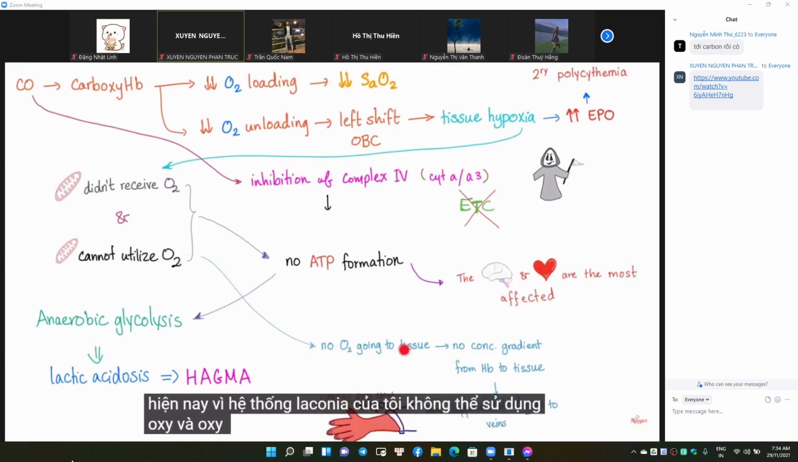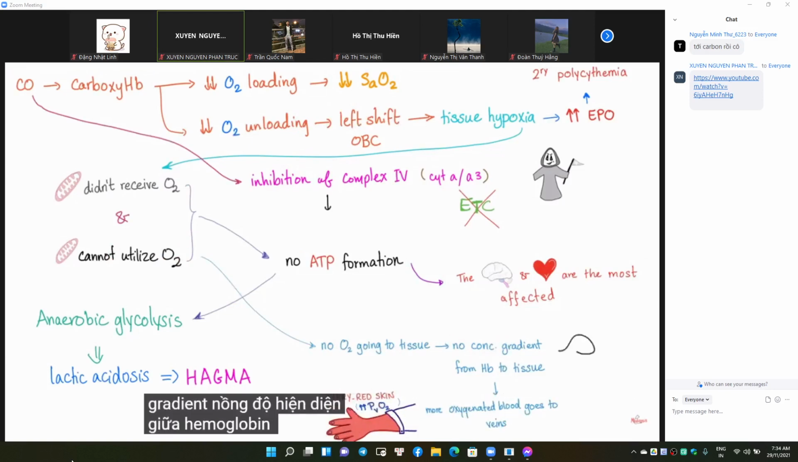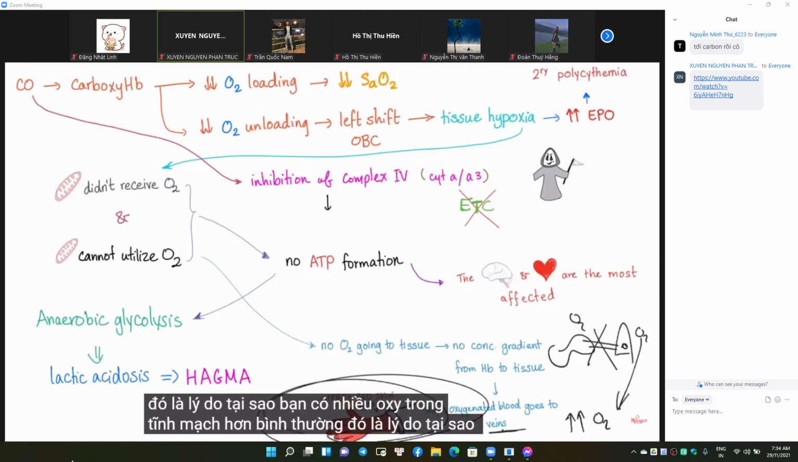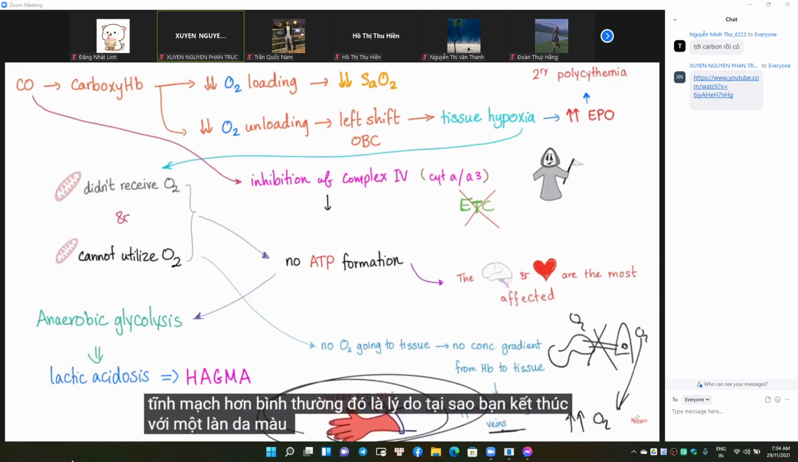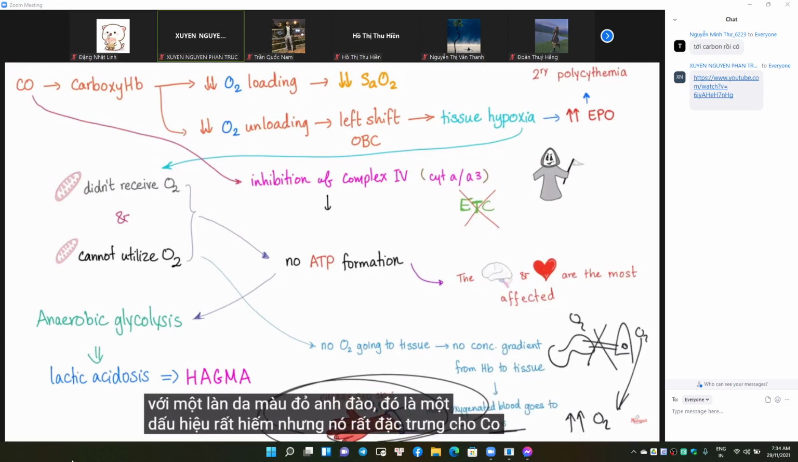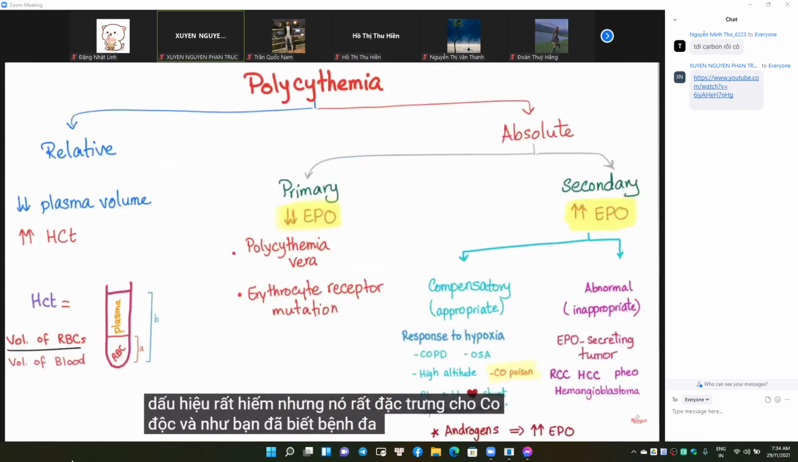Now, since the mitochondria cannot utilize oxygen, no oxygen is going to go to the tissue. Also due to the left shift, no concentration gradient is present between the hemoglobin and the tissue, because now the mitochondria cannot use the oxygen, it's going to the vein. There is no concentration gradient from here to here, so the diffusion is going to stop. That's why you have more oxygen in the vein than normal. That's why you end up with a cherry red skin. It's a very rare sign, but it's very specific for CO poisoning.